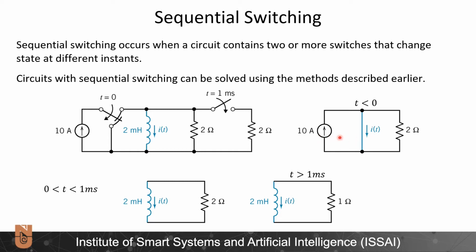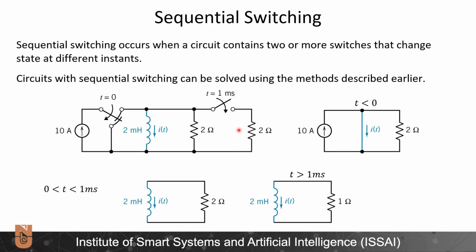Then in the second interval, we change the state of the switch and the 10 ampere current source is flowing through this short circuit. Therefore, it is not connected to the 2 mH inductor, and the whole circuit reduces itself to a 2 mH inductor and a 2 ohm resistor. Now here there will still be current flowing through this inductor because the current through an inductor cannot change instantaneously.